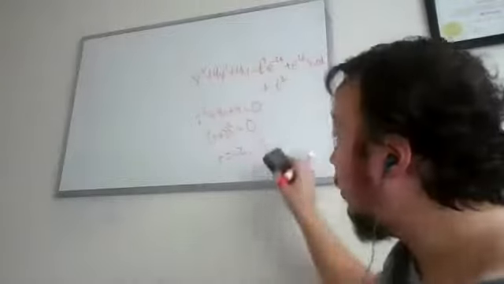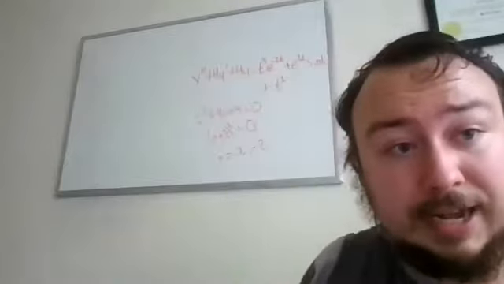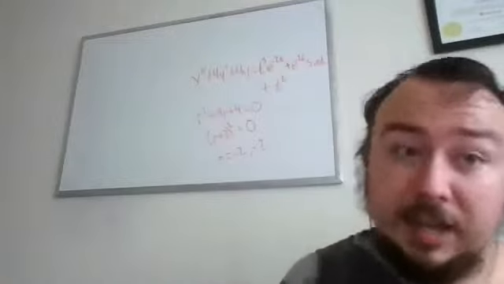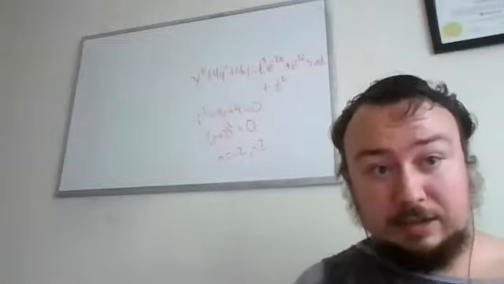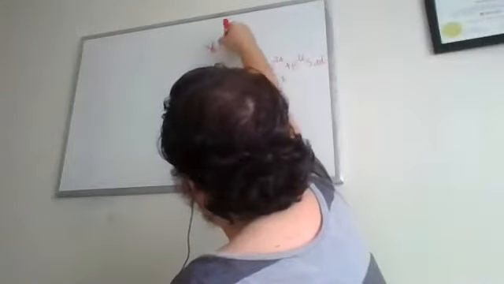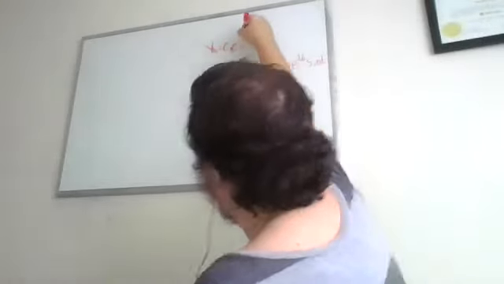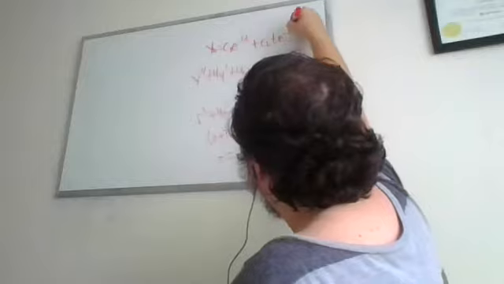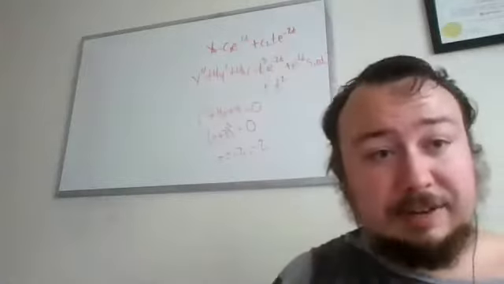Remember, if we get a repeated root, then we need to stick an extra t next to it when we're writing the homogeneous solution. So our homogeneous solution here will be c1 e to the negative 2t, because we got negative 2, but we also need c2 t e to the negative 2t. We're going to have that as well.